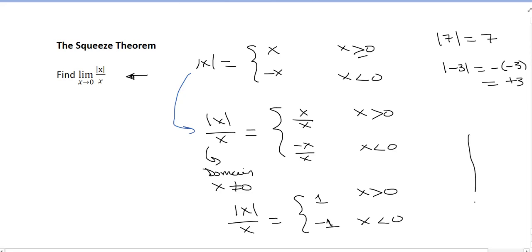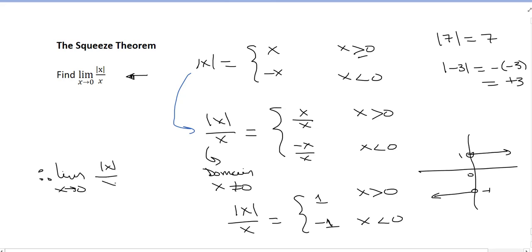In terms of the graph, that means at 0 it's not included, so there's an open circle there, and it's negative 1 when x is less than 0. So what can I say about the limit? The limit as x goes to 0 of the absolute value of x over x does not exist because the left-sided limit, if I go to 0 from the left, is negative 1, and the right-sided limit, if I go to 0 from the right, is 1. Those are not the same. So the limit does not exist.